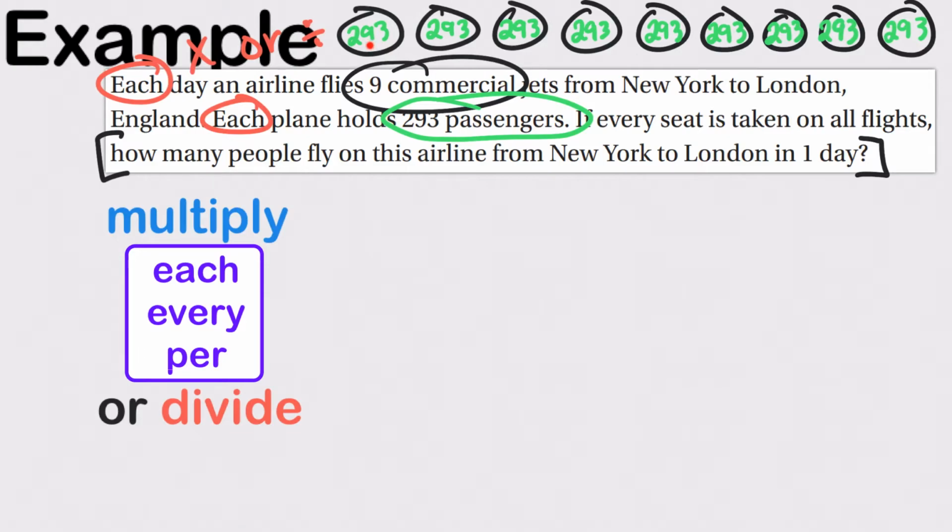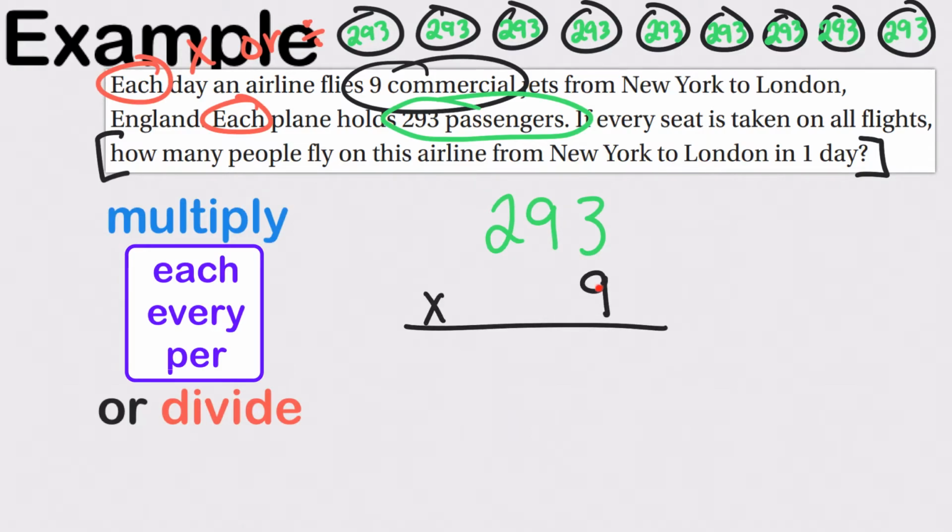So I could do 293 plus 293 plus 293, and so on, nine times. But that would take up a lot of space and it would take a while. So instead, what we'll do is we'll do 293 times 9, because there's 9 of these airplanes that have 293 people on it. So we're going to set up 293 times 9.